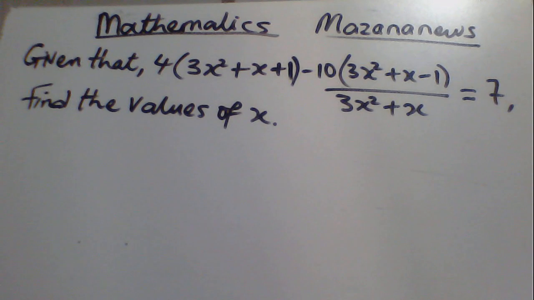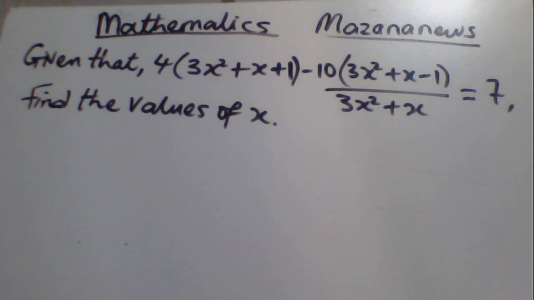Alright, good day student. As you can see, what we have today is an equation involving variable x. You are given that 4(3x squared + x + 1) - 10(3x squared + x - 1), divided by 3x squared + x, is equal to 7. You are required to find the values of x.